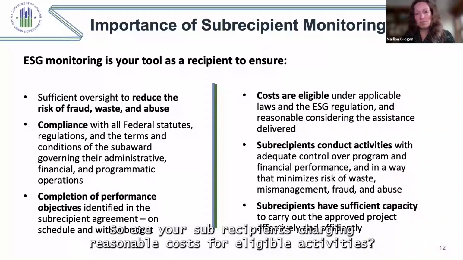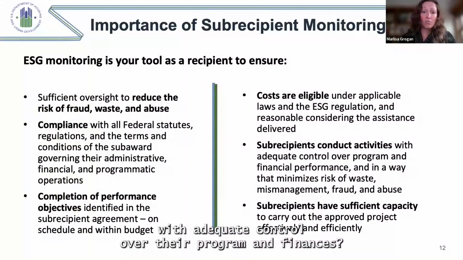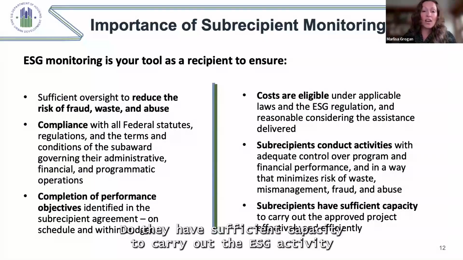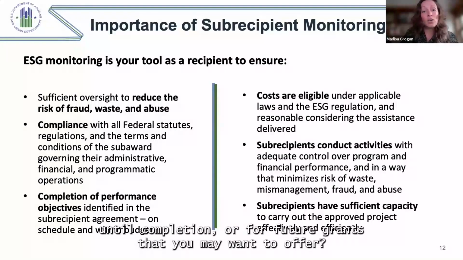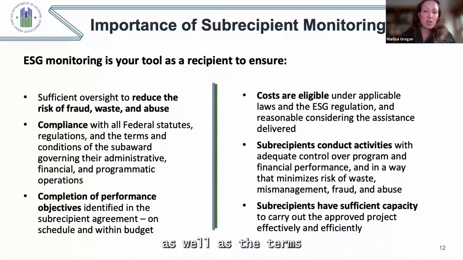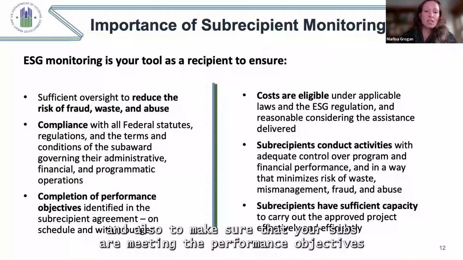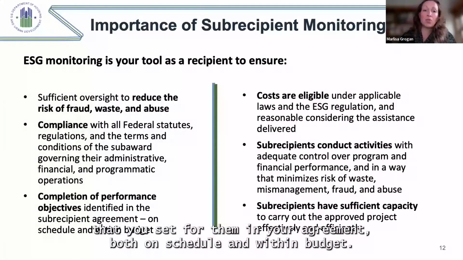So are your subrecipients charging reasonable costs for eligible activities? Are they carrying out ESG funded activities with adequate control over their program and finances? Do they have sufficient capacity to carry out the ESG activity until completion or for future grants that you may want to offer? Are your subrecipients complying with federal laws and regs, as well as the terms and conditions that you as a recipient put in place for your subaward, and also to make sure that your subs are meeting the performance objectives that you set for them in your agreement, both on schedule and within budget.